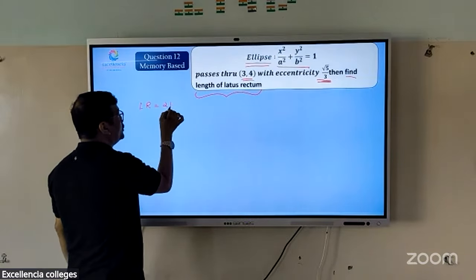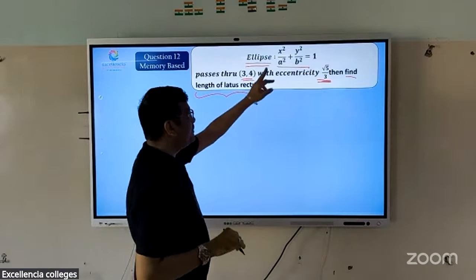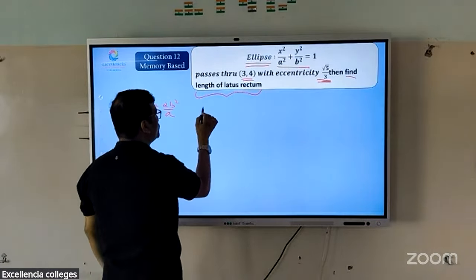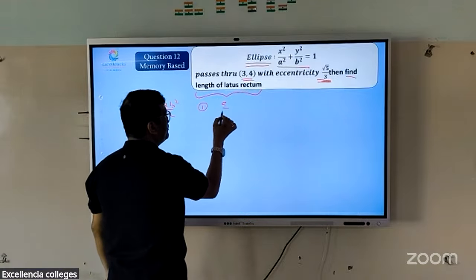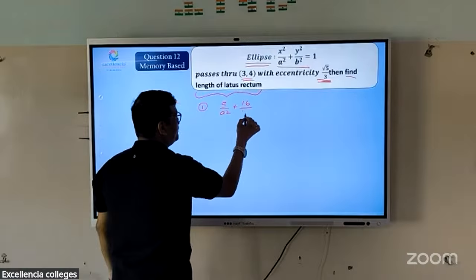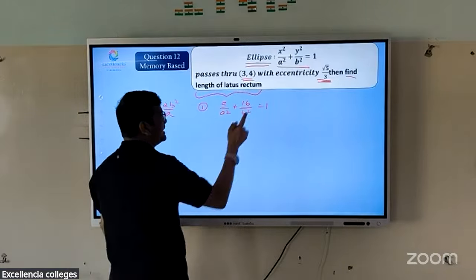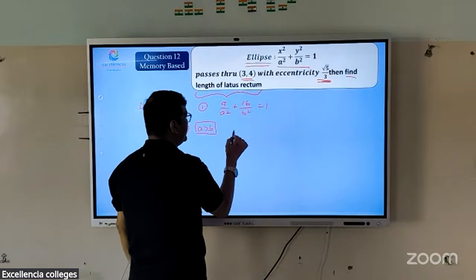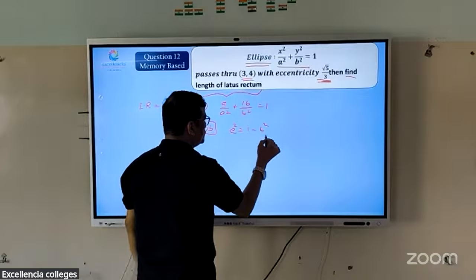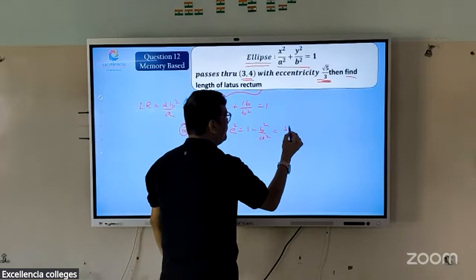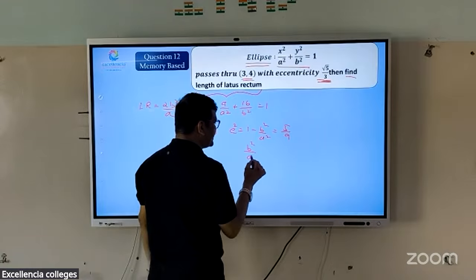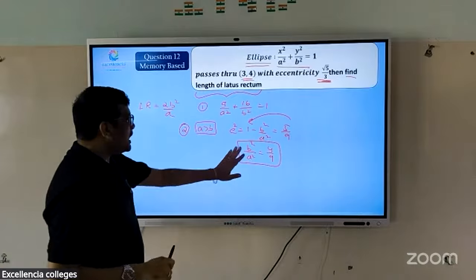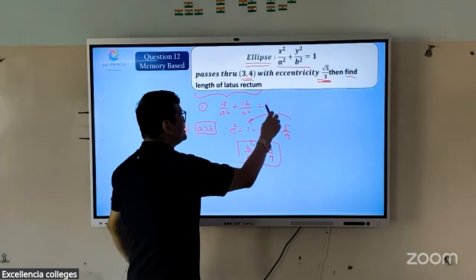The ellipse passes through a point, with given eccentricity, find the length of the latus rectum, which is 2B square by A. I am assuming A greater than B. The ellipse passes through the point, so I get 9 by A square plus 16 by B square equal to 1. Eccentricity, if A is greater than B: E square is equal to 1 minus B square by A square, and E square is 5 by 9. So B square by A square is 4 by 9.